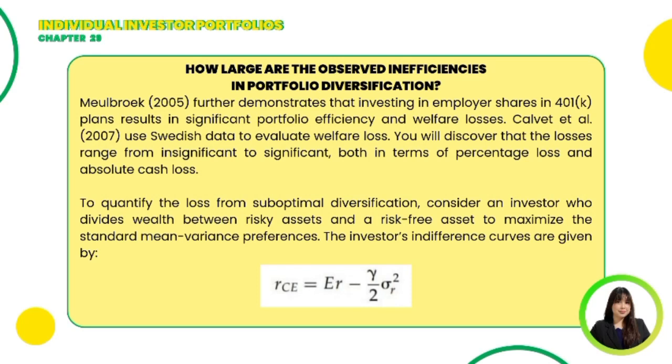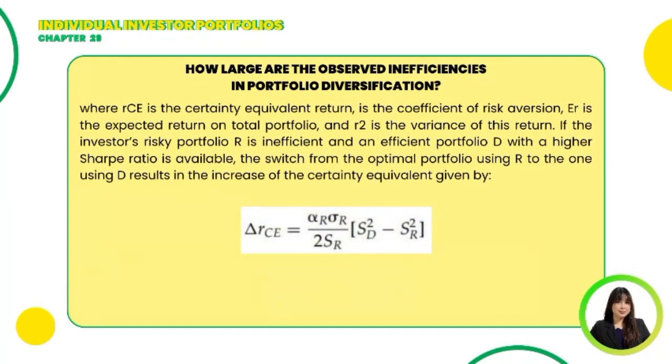To quantify the loss from suboptimal diversification, consider an investor who divides wealth between risky assets and a risk-free asset. To maximize the standard mean variance preference, the investor's indifference curves are given by this formula below, where RCE is the certainty equivalent return, γ is the coefficient of risk aversion, ER is the expected return on the total portfolio, and σ² is the variance of this return.